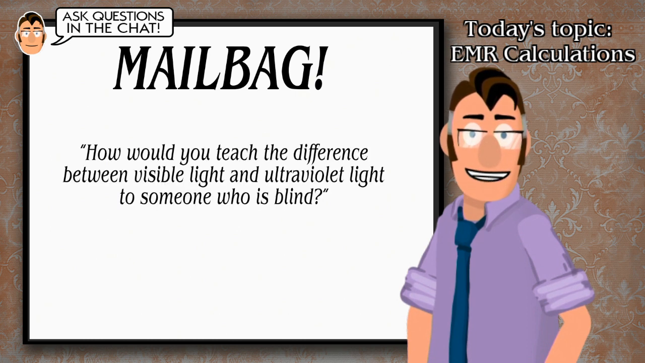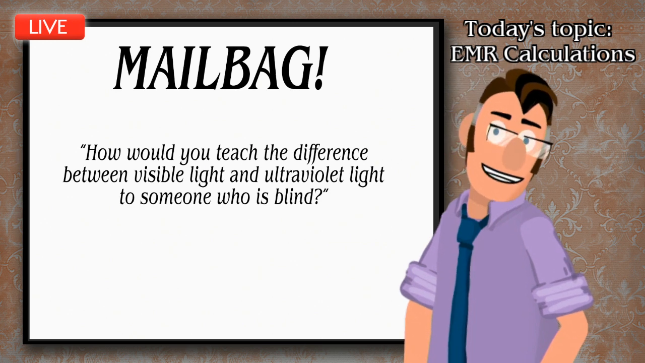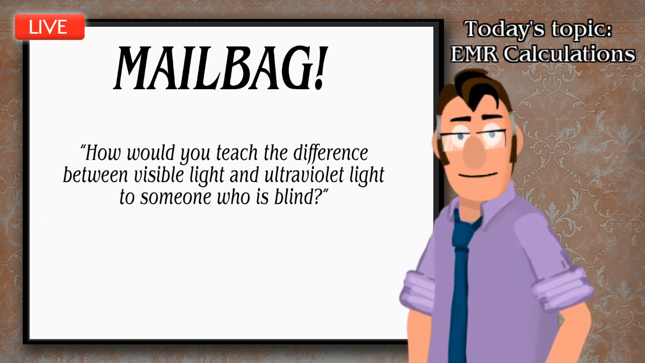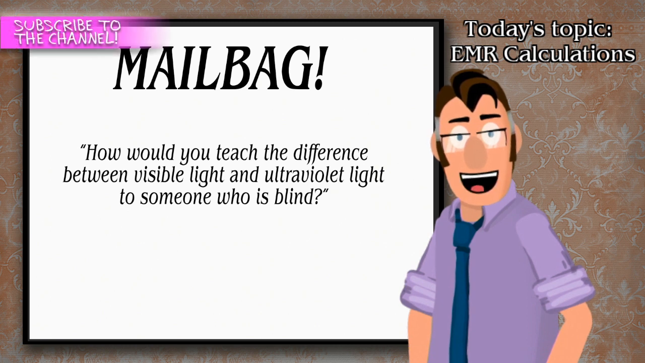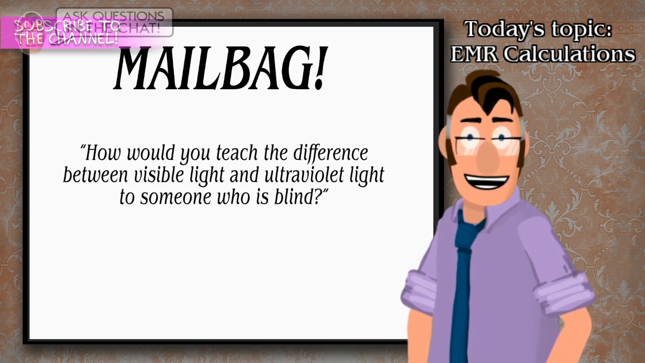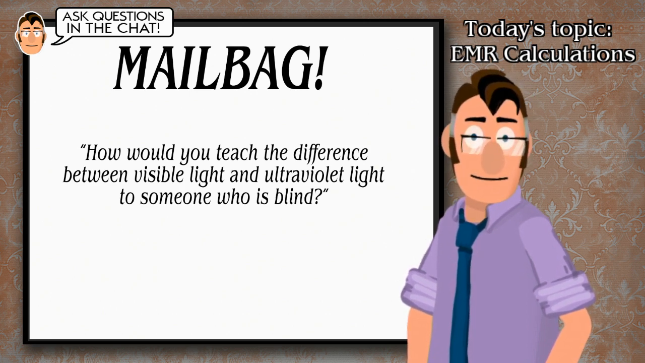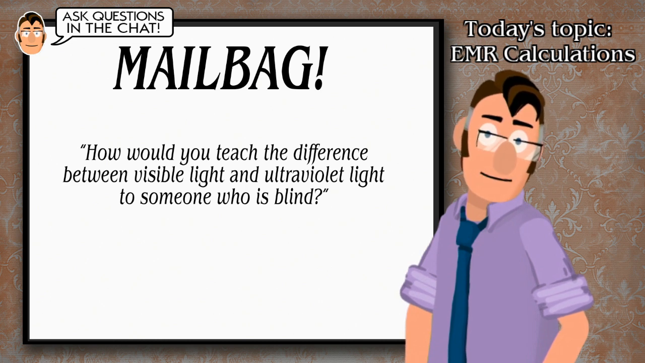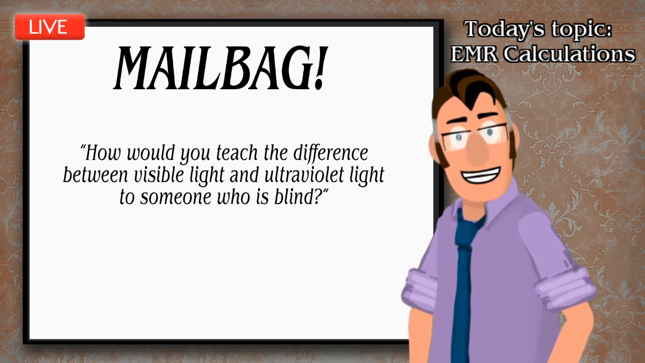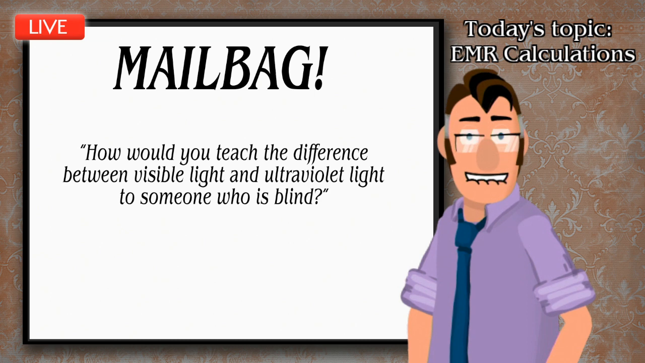And so our mailbag question was, how would you teach the difference between visible light and ultraviolet light to someone who is blind? And I thought that was an excellent question. I had to ponder that over for a little bit. And so really, I think it would probably be easier for someone who, depends on what you mean by blind. Blind from birth is someone who has never experienced vision, would probably not have that much of a conceptual leap to understand the difference between visible light and the invisible light, since they really have no frame of reference for any of that.